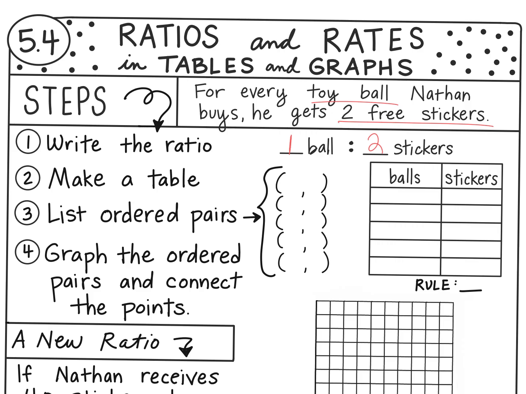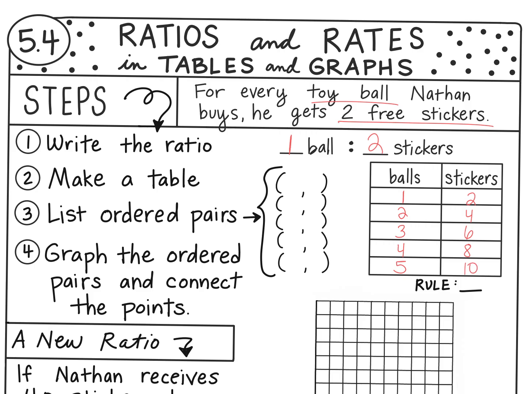So what I'm going to do is list out all of my ordered pairs after I complete my table. It's easier sometimes to organize it in a table or a T-chart so that you have them listed there and can see what my ordered pairs will be. For 1 ball, I have 2 stickers, 2 would be 4 stickers, 3 would be 6 stickers, 4 would be 8, and 5 would be 10.